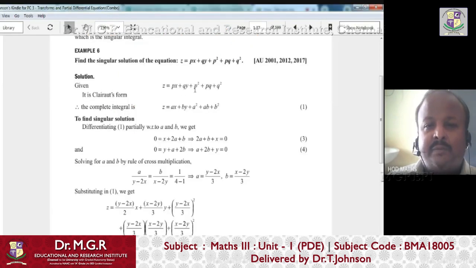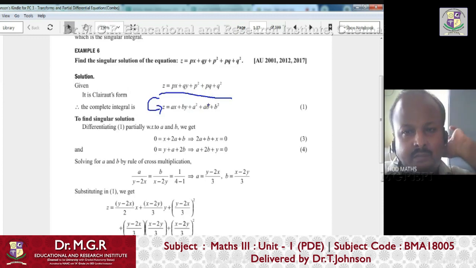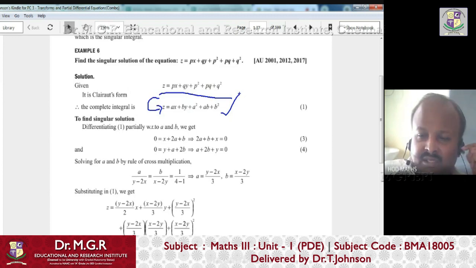So if this is type 2, we can straight away write, by substituting p equals a and q equals b in the original PDE, the complete solution directly. z equals px means ax, qy means by, p square means a square, p into q means a into b, q square means b square. So straight away finding the complete solution is easier. But the thing is how to find the singular solution. That is very, very important.